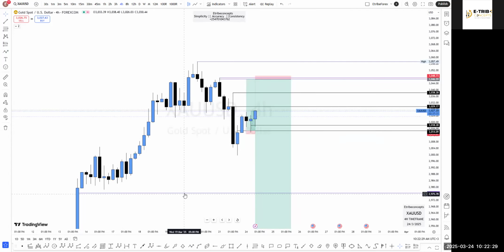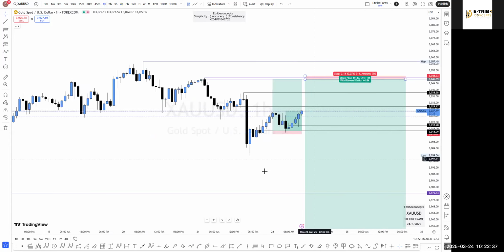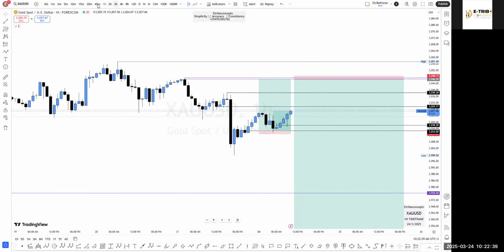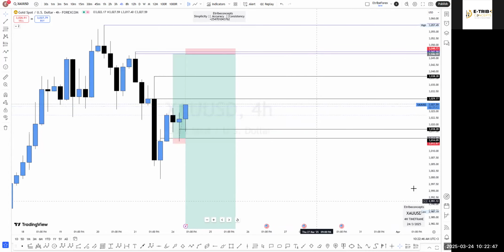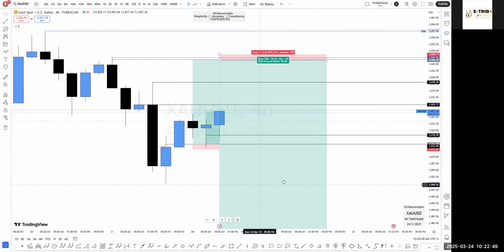Expect a reaction at 3029. Remember, this is gold. Expect a reaction at 3029. Why a reaction at 3029? Because if you check on 4 hours, we have a type of liquidity we call type 1. Now, when I'm talking about type 1, let me just emphasize on this.